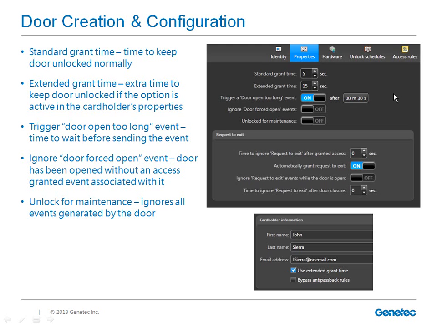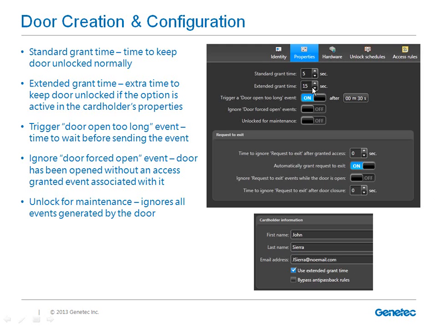Now, once the door has been given the OK to unlock, either through credential presentation or request to exit, the lock will stay open for a normal set amount of time. Some card holders may have special needs or require extra time to get through, such as a janitor with a cleaning card. In this case, we can check the option to use the extended grant time in the cardholder properties, like this right down here. The extended grant time is set up in the door properties, right here.